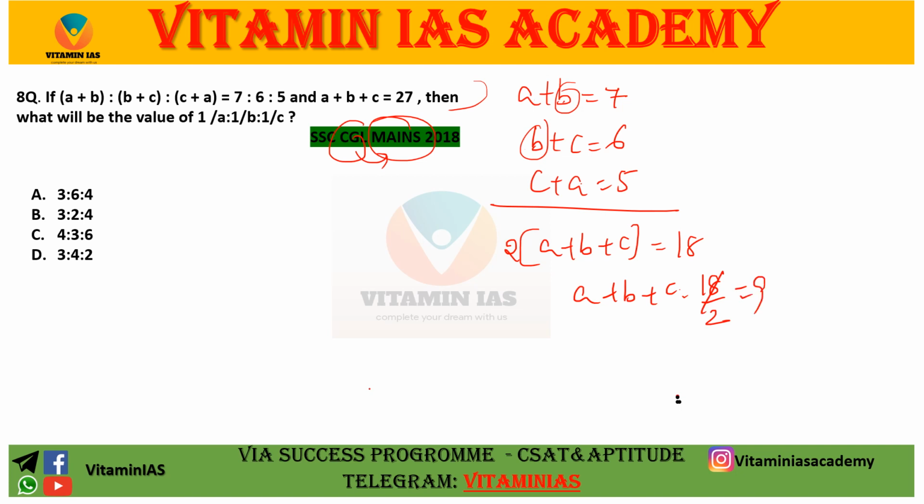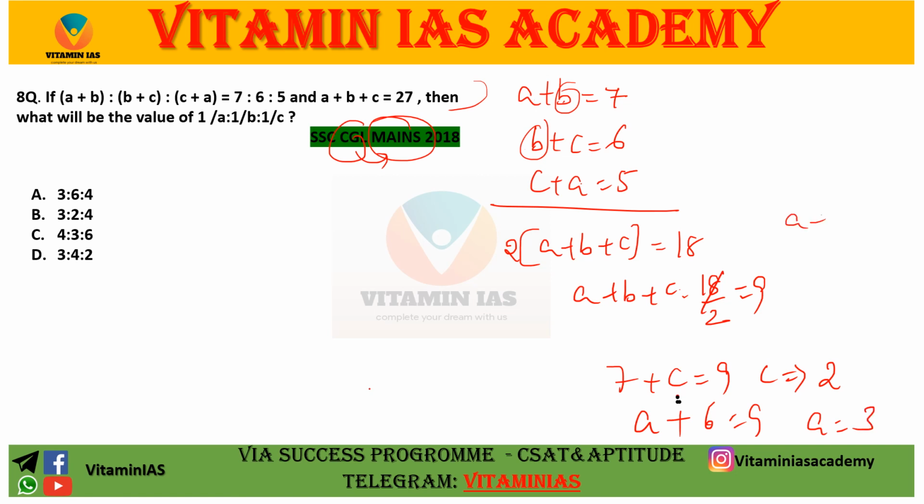Means we know the value of A plus B plus C. Then easily you can find the individual values here. A plus B is 7. Means 7 plus C is equal to 9, so C is equal to 2. And A plus B plus C is equal to 9, and B plus C we already know is 6. So 6 plus A is equal to 9, then A is equal to 3.